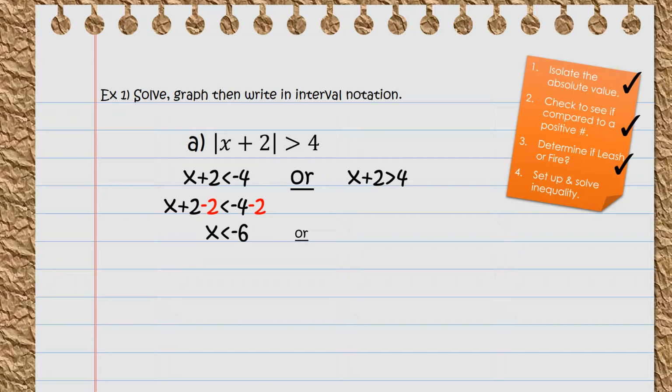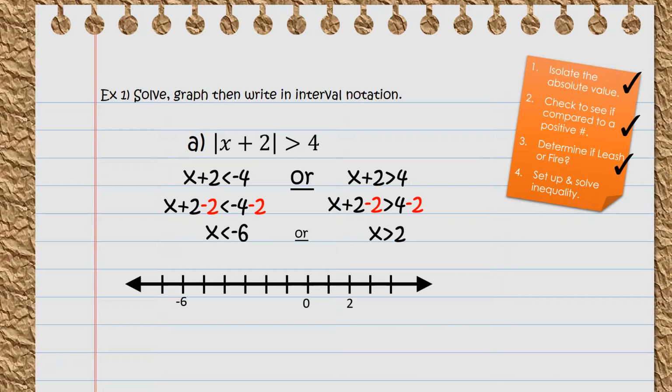Or, now it's time to solve the other inequality. Again, to isolate x, we need to subtract 2 on both sides. The 2's cancel, and we find that x is greater than 2. And that would be your solution. Now that we have the solution, we must graph. And looking at our solutions, we have -6. And because it says x is less than -6, it means we want smaller values than -6. So we shade to the left of -6.